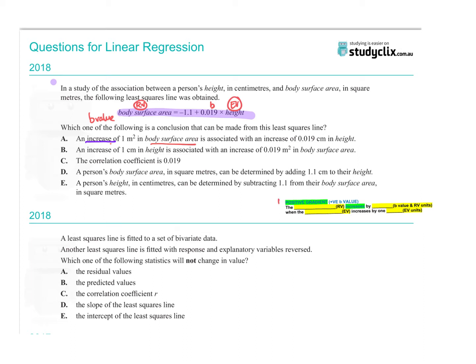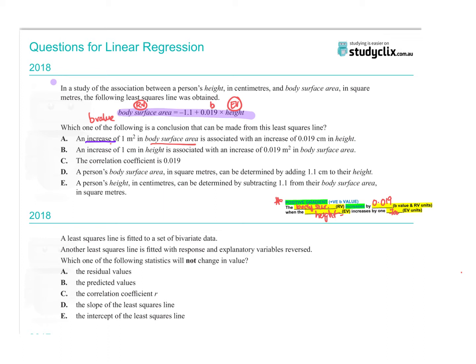If you look at our definition for when we interpret the slope, I've popped it in down here, and it says we would say, as the explanatory variable increases, the body surface would increase by the B value, which is 0.019. So the body surface increases when the height increases. So we're looking for something that says that. So an increase by 1 centimetre.